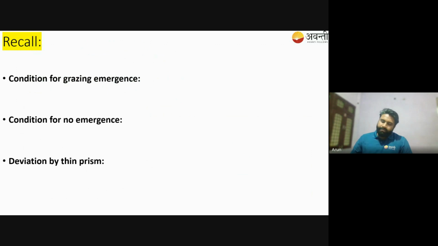Now we have also learned about the condition for grazing emergence. What was grazing emergence? If this is a prism and an incident ray comes to it, then after refraction at the second boundary, it moves along the interface. This is grazing emergence.